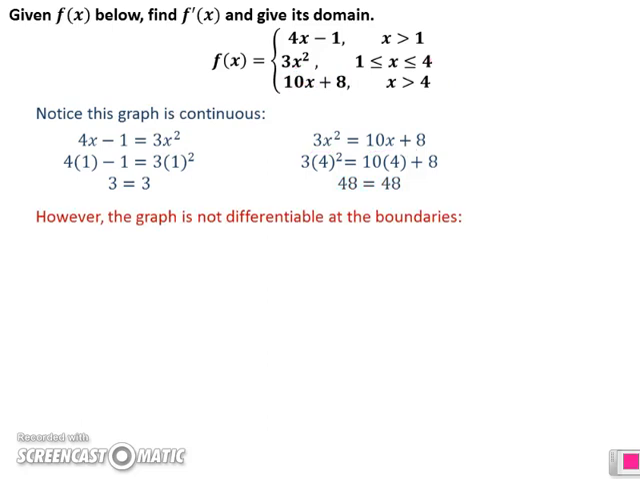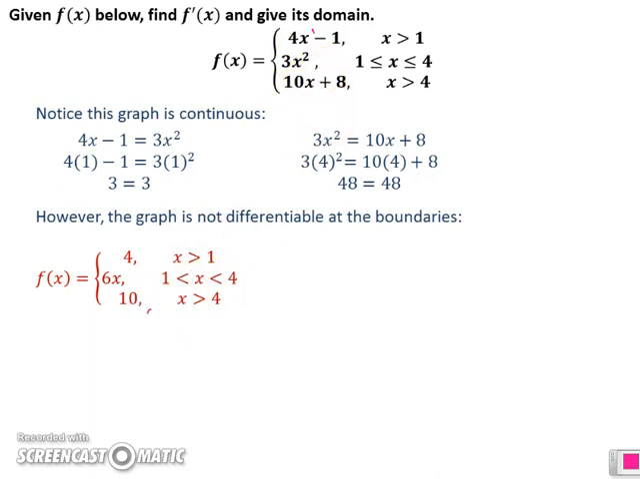The function is not differentiable at the boundary. The last example talked about how, in order for it to be differentiable, the slopes of the tangent lines have to be equal at all the points as well. Now, when x equals 1, the derivatives are not equal. So let's talk about the derivative of this. The derivative of 4x is just 4. The derivative of -1 is 0. The derivative of this is just 6x. The derivative of this is just going to be 10.